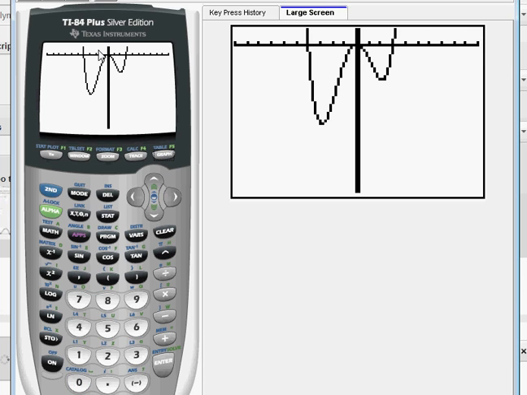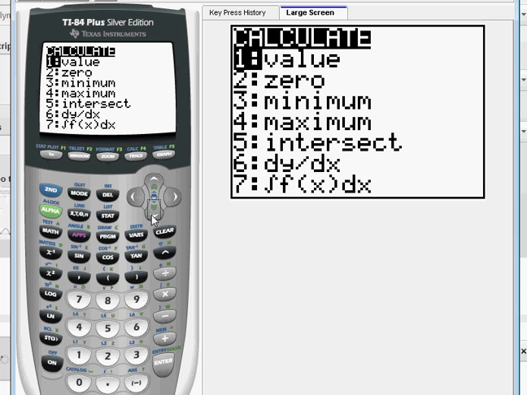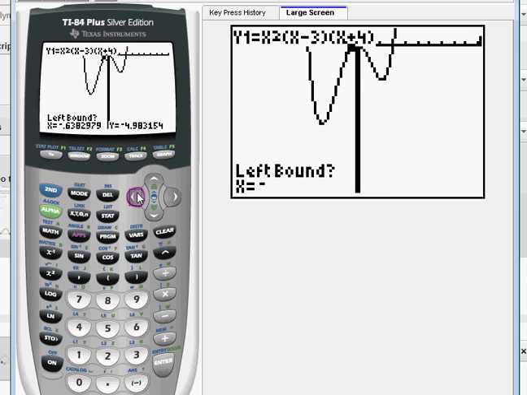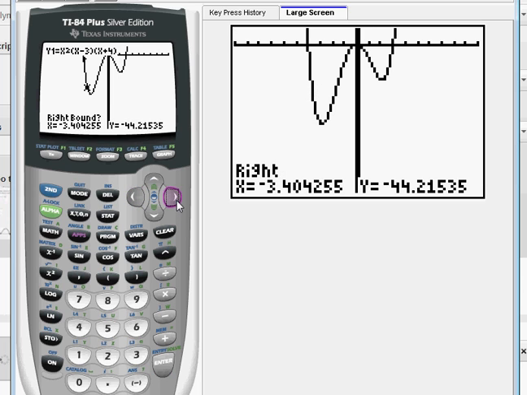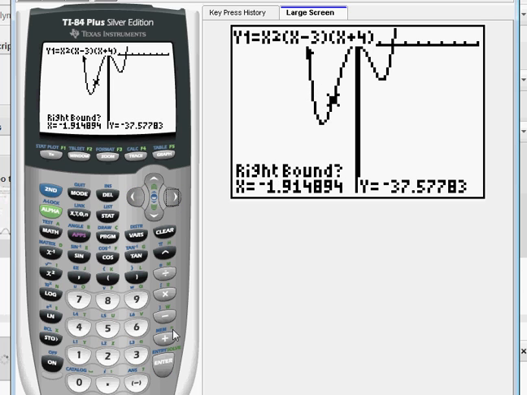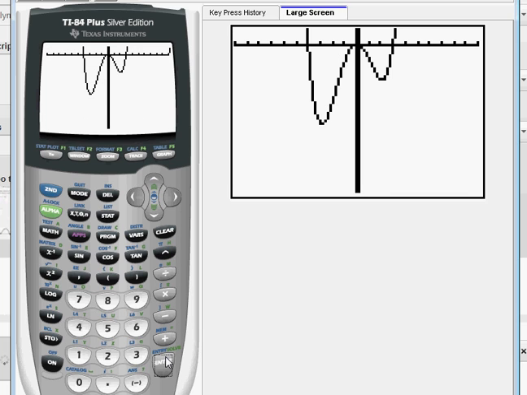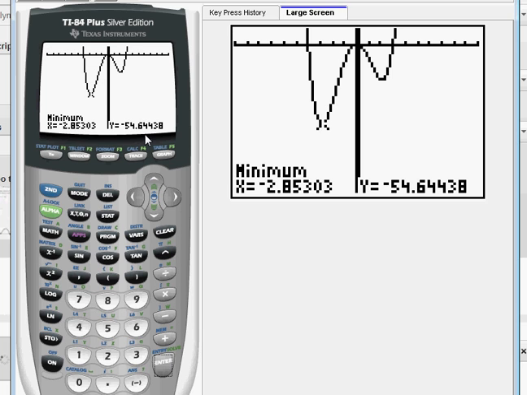Okay, so we need to find these 2 mins and that max. So let's do the min. The first min is over here somewhere. So we scroll to the left, press enter, scroll to the right, press enter, and guess. There's our first min.